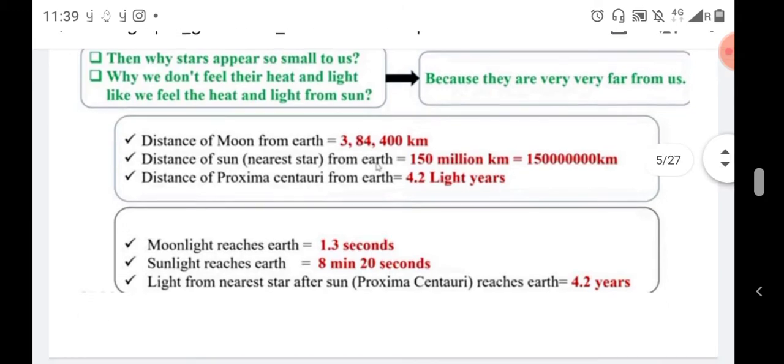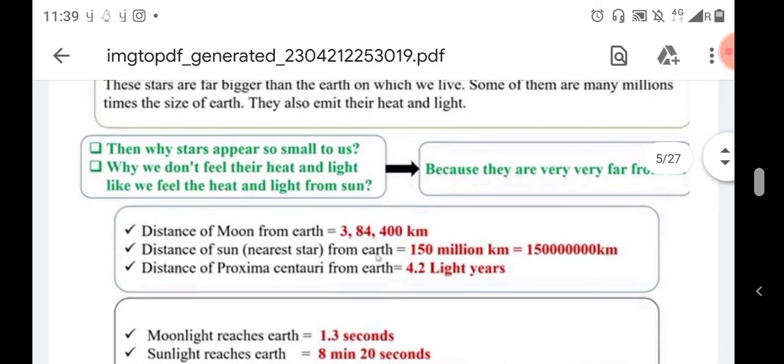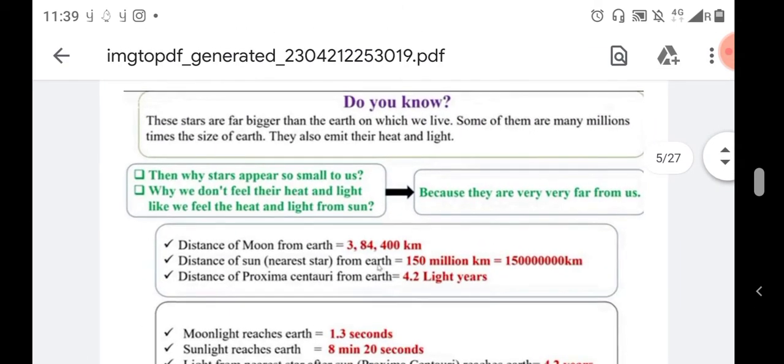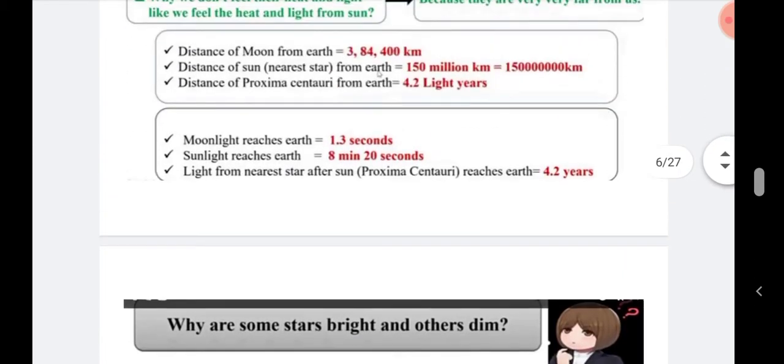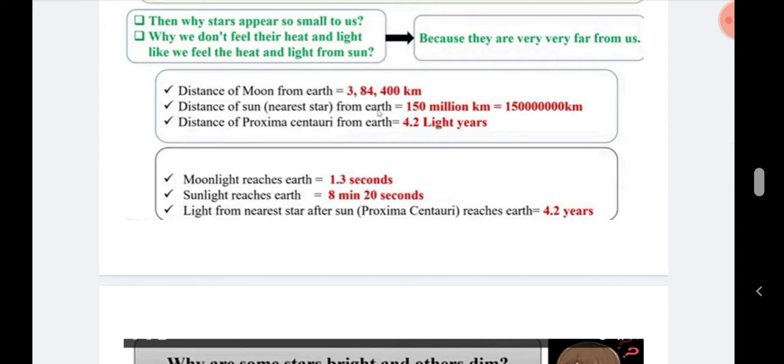I am teaching this to you because you can now understand that the distance of any planet, any star or the Sun from the Earth depends on how much of its heat and light we can receive. Okay, so the Sun is near the Earth, that's why उसकी लाइट हम तक 8 minute 20 सेकेंड में पहुंच जाती है. मून इज ऑल्सो नियर, सो इसकी लाइट हम तक 1.3 सेकेंड में पहुंचती है.